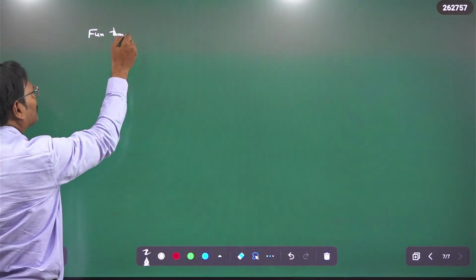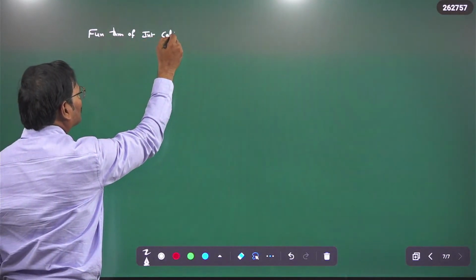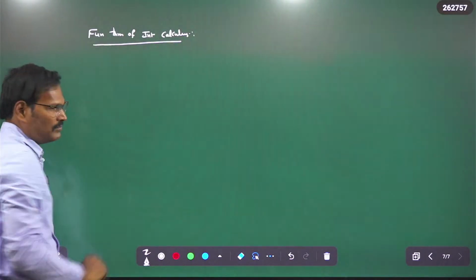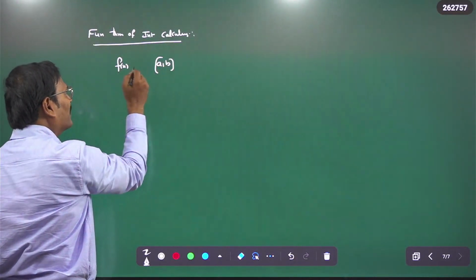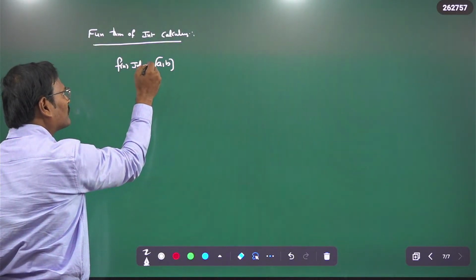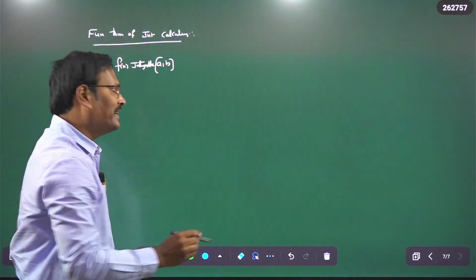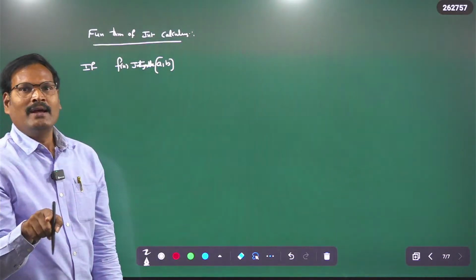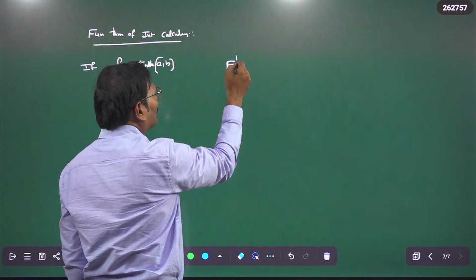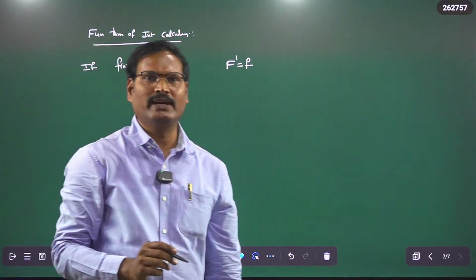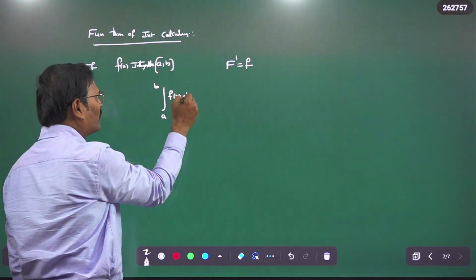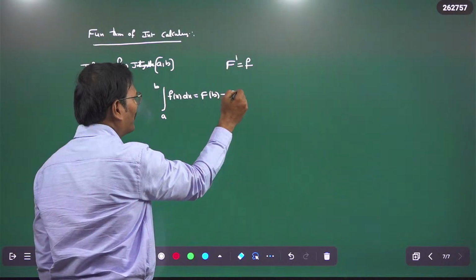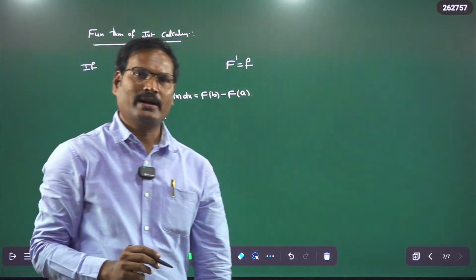Next, the fundamental theorem of integral calculus. If f of x is integrable in the closed interval a comma b, and there exists a differentiable function F such that F dash is equal to f, then integral a to b f of x dx is equal to F of b minus F of a. So just remember this theorem. We have already discussed it.